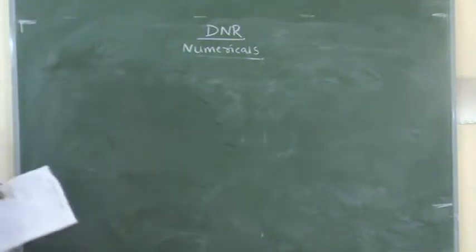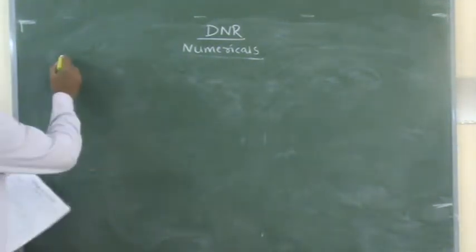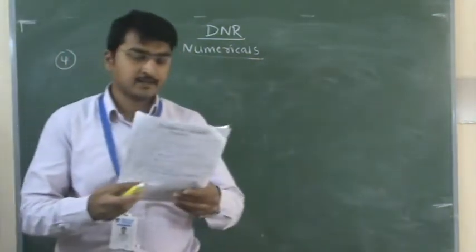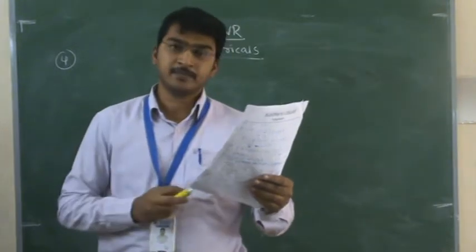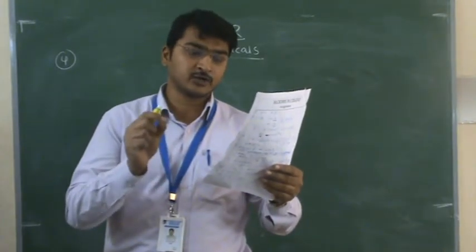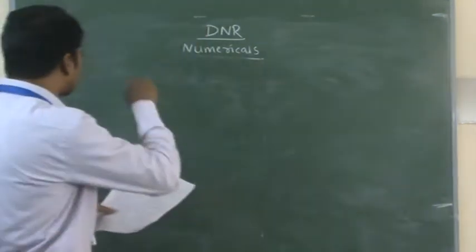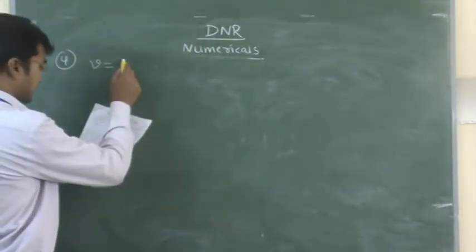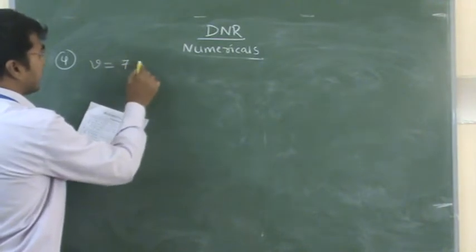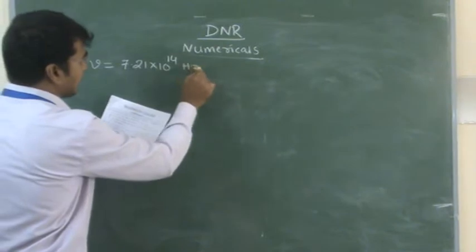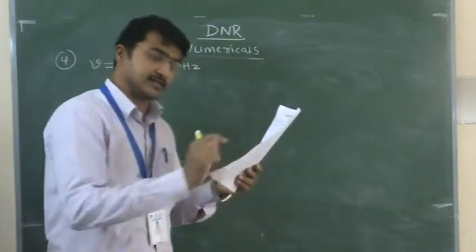Question number 4. So first you will write the given data. What is question number 4? The light of frequency 7.21 into 10 to the power of 14 Hz incident on a metal surface. So incident light frequency nu is equal to 7.21 into 10 to the power of 14 Hz, incident on the metal surface.